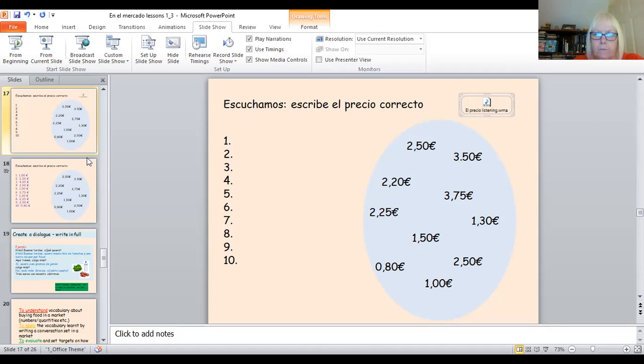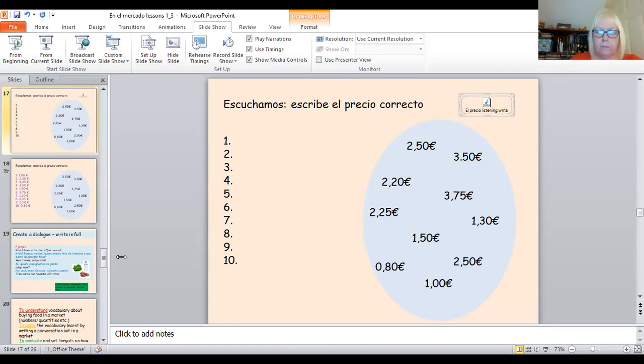B. ¿Cuánto cuesta? €2.20. ¿Cuánto cuesta? €2.20. C. ¿Cuánto cuesta, por favor? €4.25. That one actually isn't there in the size, so you'll have to work out what that one is. And I apologize to my cat.